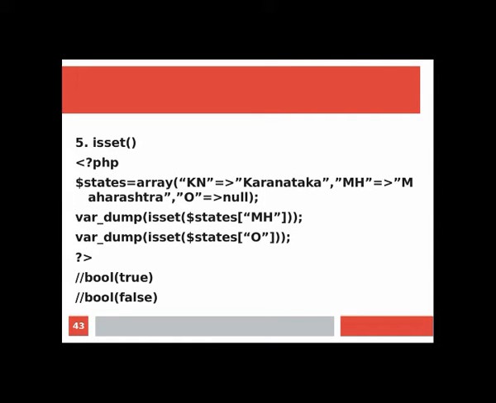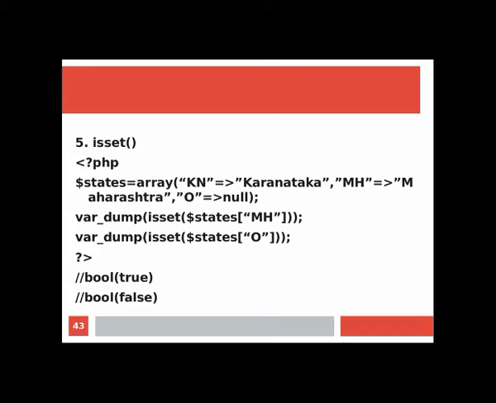Next is isset. The function does the same task as array_key_exists, but the only difference is that the isset function does not return true for keys that correspond to a null value, while array_key_exists does. That means we have seen that in array_key_exists everything is recorded, but when we use isset, it will not return true for keys that correspond to null value. So we'll see an example here in PHP.